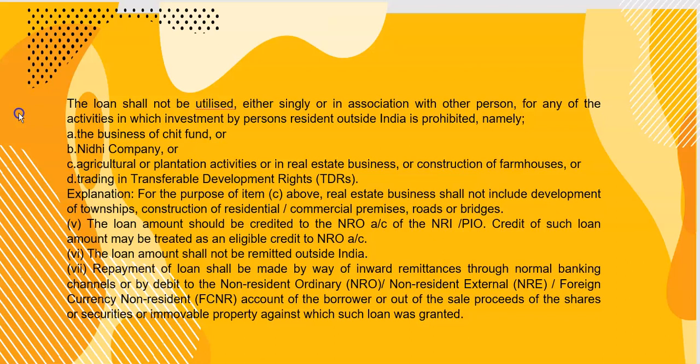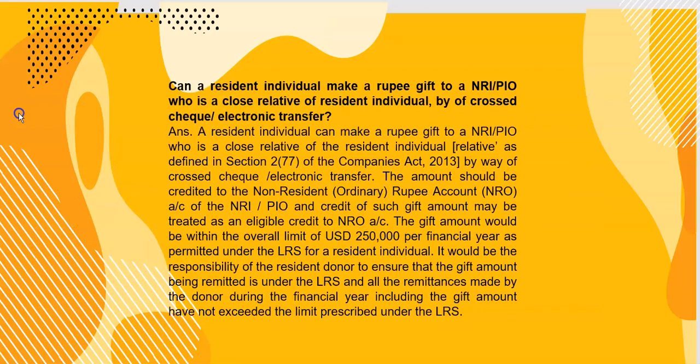The loan amount should be credited to the NRO account of the NRI or PIO. Credit of such a loan may be treated as an eligible credit to the NRO account. The loan shall not be remitted outside India. Repayment of the loan should be made by way of inward remittances through normal banking channels only, right? Or to the debit of an NRO or NRE account, yes, FCNR also. Such loans can be adjusted here.